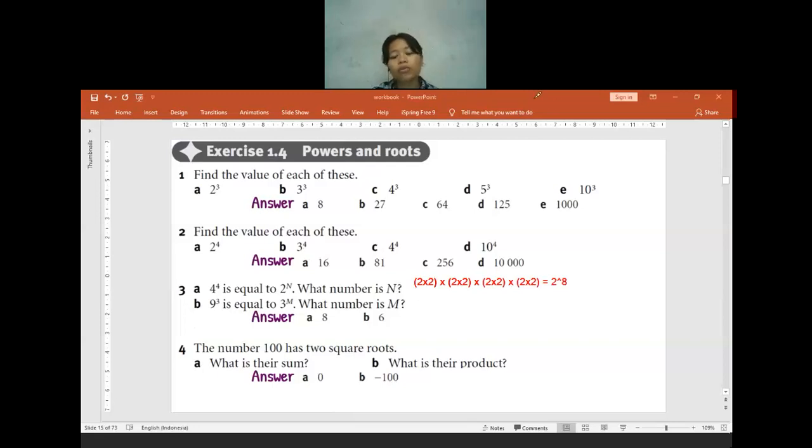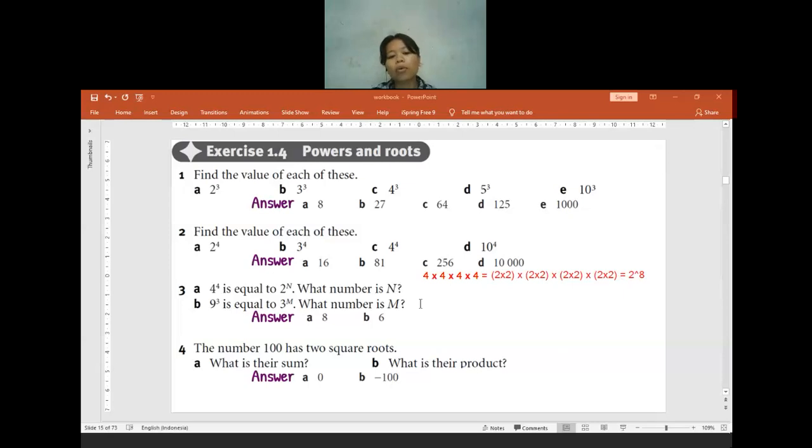So because this is 4 to the power of 4, it will be 4 times 4 times 4 times 4. And then each number of 4, I will break down into 2 times 2, and so on, so I can simplify it. When I count, there are 8 numbers of 2. So it means it will be 2 to the power of 8.